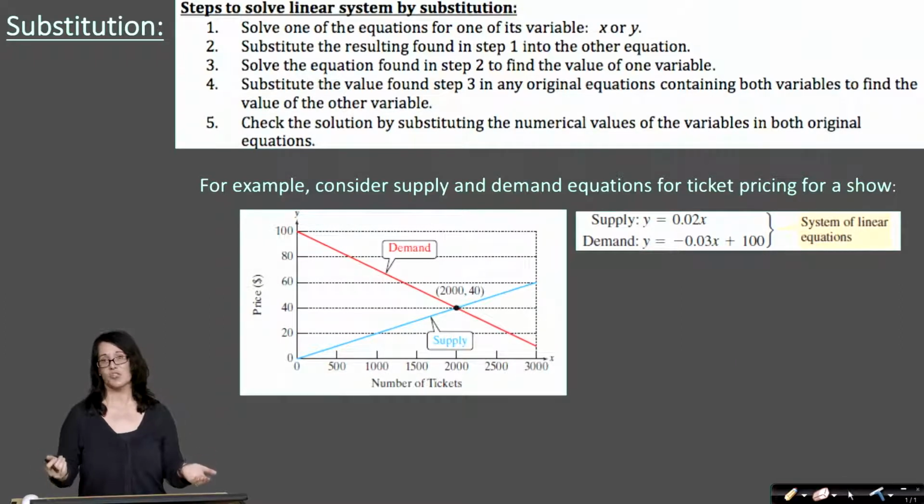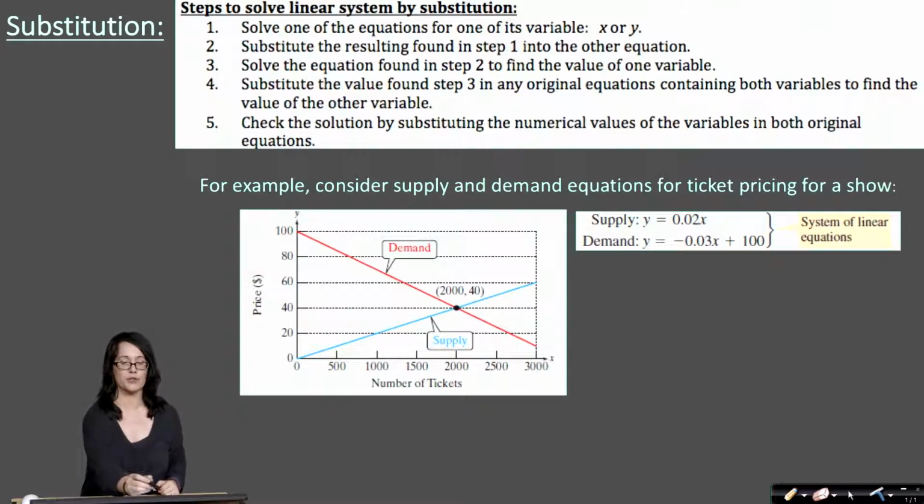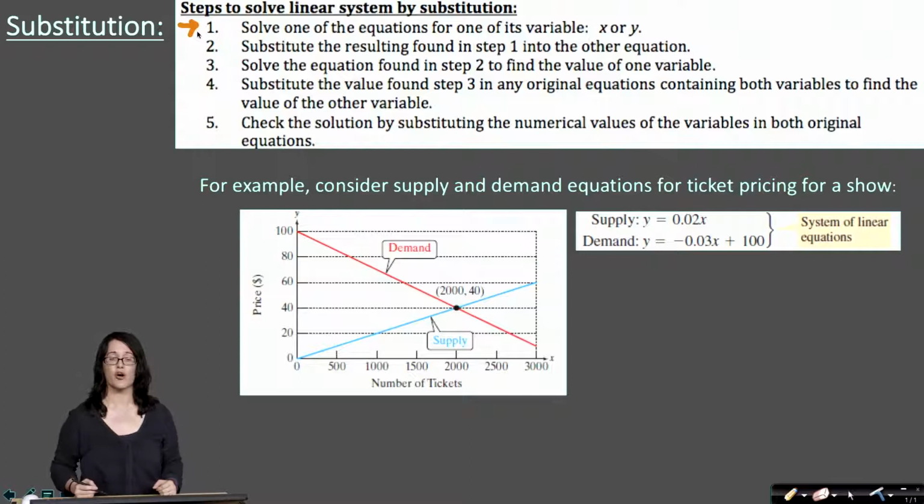So as the name suggests, substitution means we would like to substitute one variable with some other expression. Well, how are we going to do that? The first thing we're going to do is isolate one of the variables. So we start by solving one of the equations for one of the variables, either x or y. You get to pick. Now, if they already have given you one of the equations where y is by itself or x is by itself, it's already begging to be substituted in for that variable in the other equation.